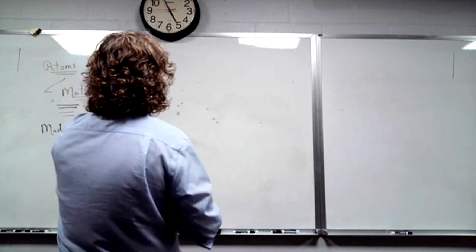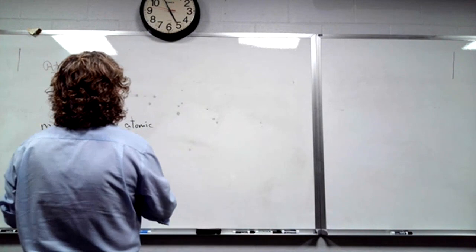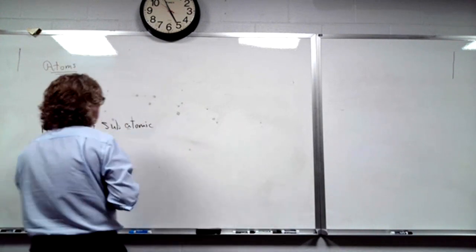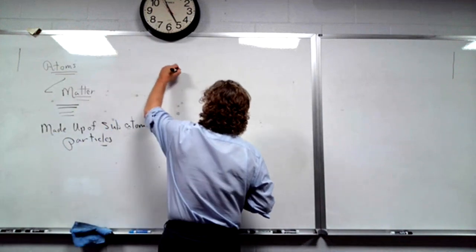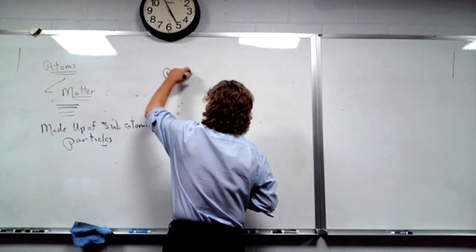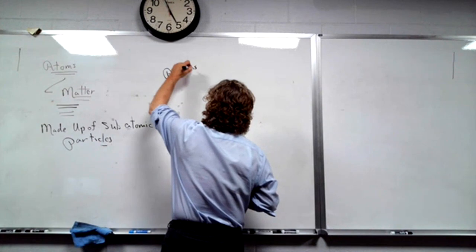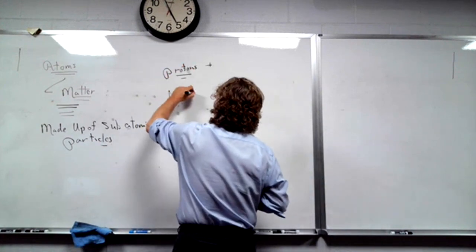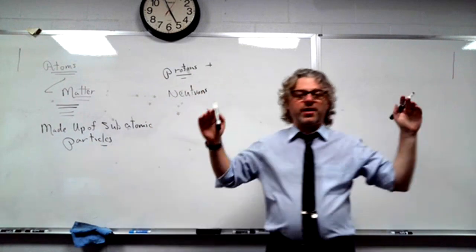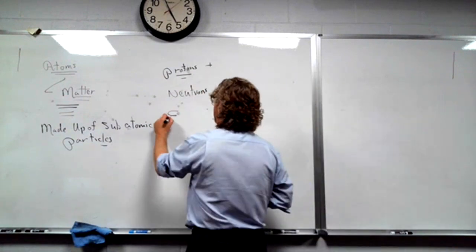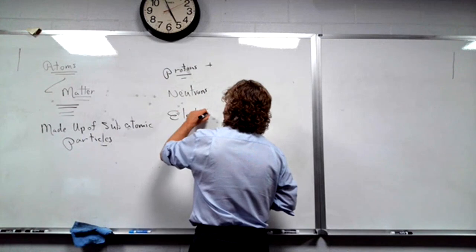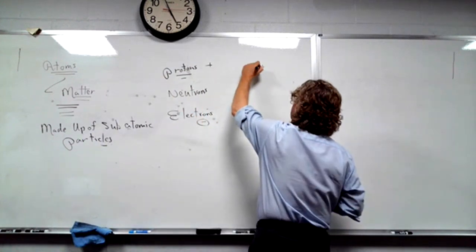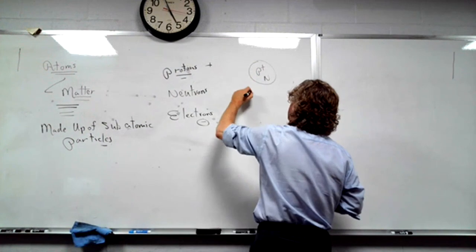When did I start this? That clock says 5 minutes of 5 right now, so I should lecture until 5:45. Made up of subatomic particles. You have protons, P-R-O-T-O-N-S, and they're positive. And you have neutrons, and the neutrons are neutral, and you have electrons. And electrons are negative. Now, your protons and your neutrons are in your nucleus.